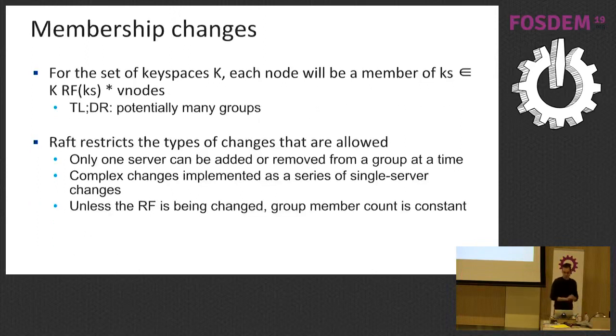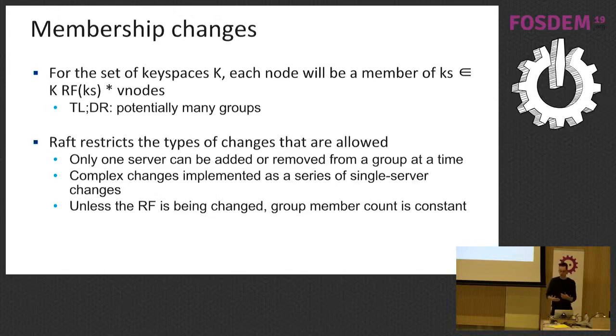Now, the most difficult aspect of all of this is membership changes. As we saw, there will be many Raft groups in the Scylla cluster. For each keyspace, we are going to have replication factor times the number of vnodes, which is how many token ranges the keyspace is divided into, Raft groups. So many Raft groups. And Raft has a restriction on configuration changes. It specifies that only one node can be added or removed from a group at a particular time.